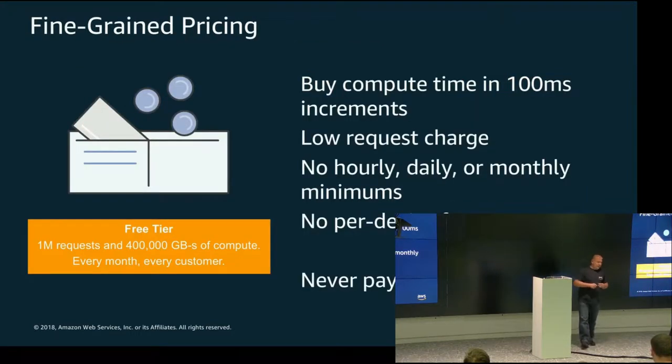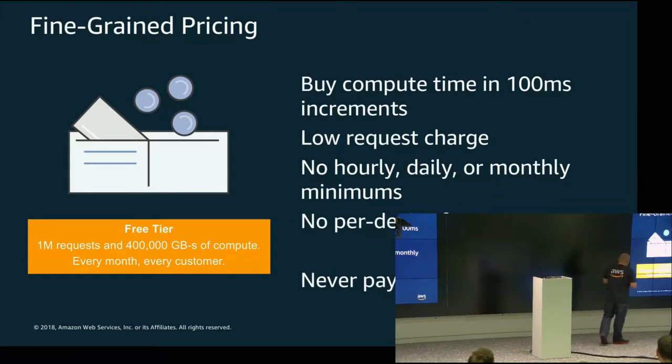When it comes to pricing, I already mentioned you never pay for idle. So if your Lambda code isn't running, you pay zero. This pricing is fine-grained, in the sense that you just decide how much RAM you want to have available for your Lambda function. It starts at 128 megs, and then with 64 meg increments, you can grow up to 3 gigs, and the time that it runs. We bill you in 100 millisecond increments, so 1/10 of a second. So if your code runs 2 seconds, then you are billed for 20 times 100 milliseconds. No hourly, daily, or monthly minimum. So if you don't run anything in that month, you pay nothing.